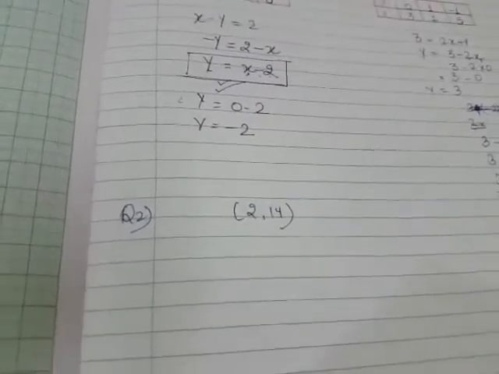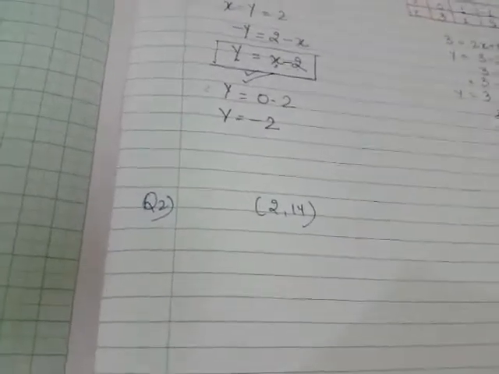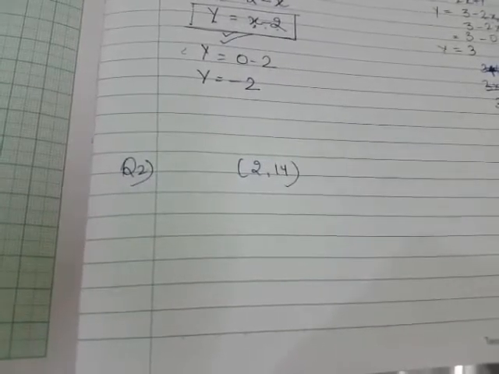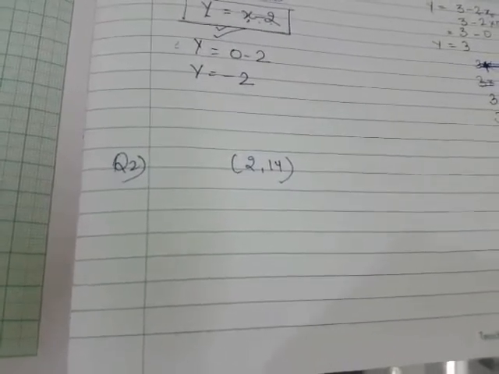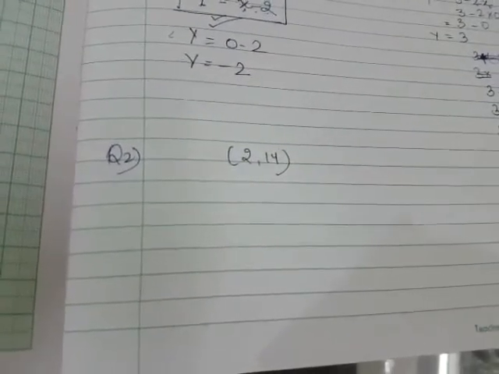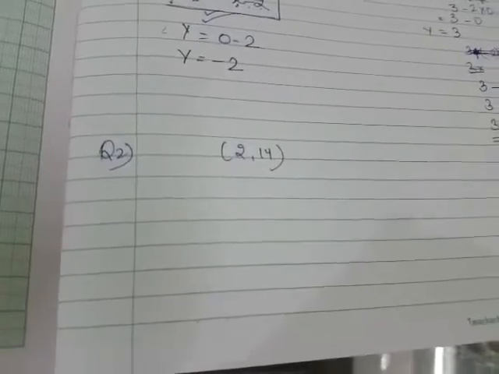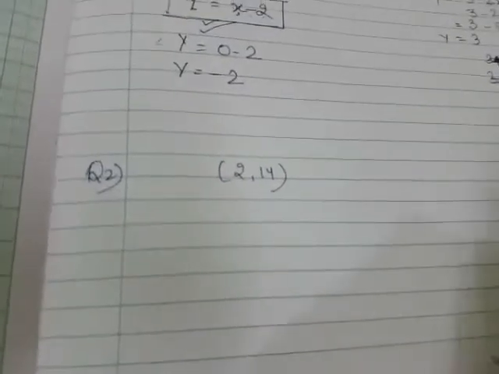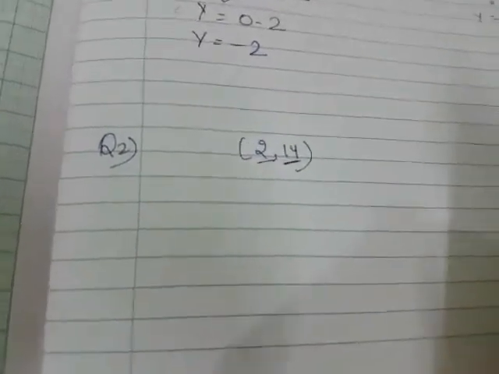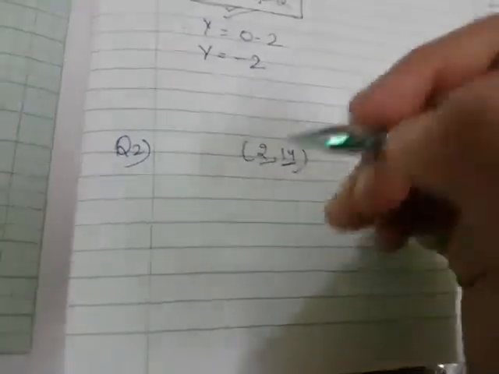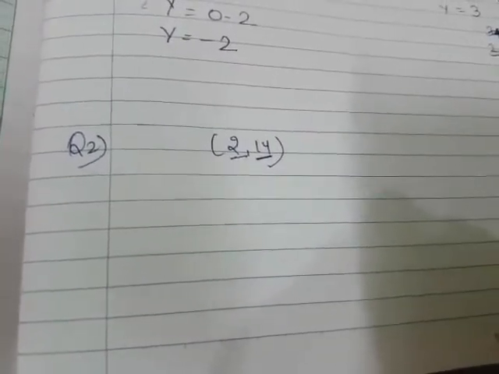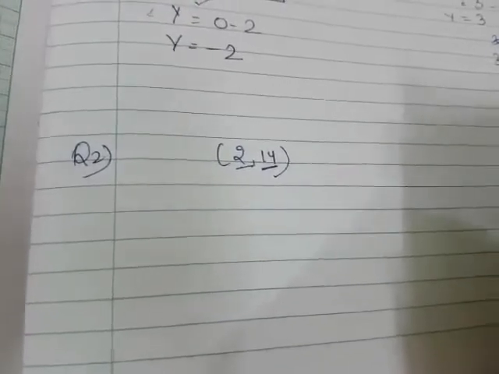The next question of this exercise, students, is: give the equation of two lines passing through (2, 14). It means we have to give the equation of a line which will pass through these coordinate points. We have to give examples of such lines which pass through these points. And after that they are asking how many more such lines are there and why.